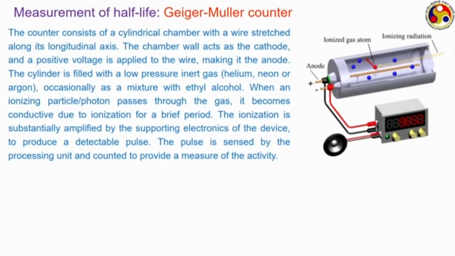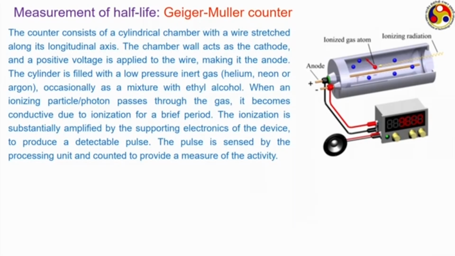The measurement of half life is a very important one, because just by measuring half life we can easily identify the radioisotope itself. We do not need to know the number of protons and neutrons separately. There are several ways. This is one of the classical ways of doing this, that is by the Geiger-Müller counter. This counter is actually a cylindrical chamber which is having a wire stretched along its longitudinal axis. So, the chamber wall is charged to become the cathode, whereas a positive voltage is applied on the wire, making it the anode. The cylinder is filled with a low pressure inert gas like helium, neon or argon. Quite often you will find a mixture of argon and ethyl alcohol has been put into the cylinder.